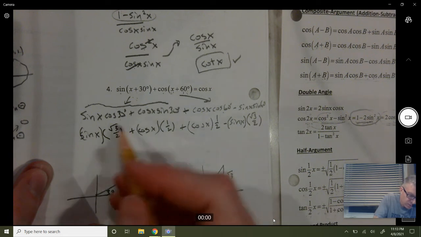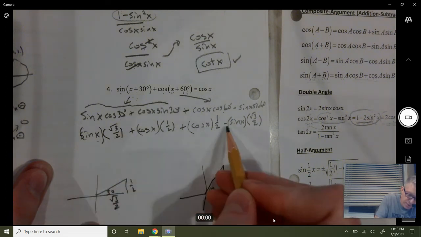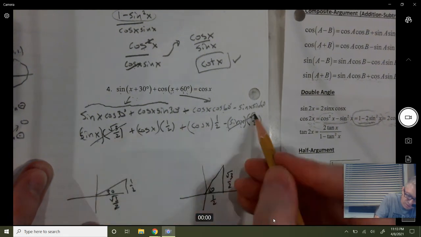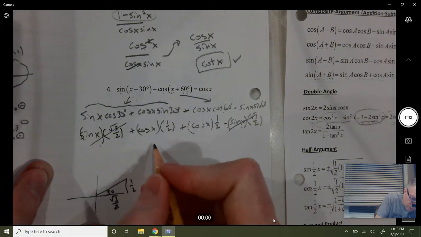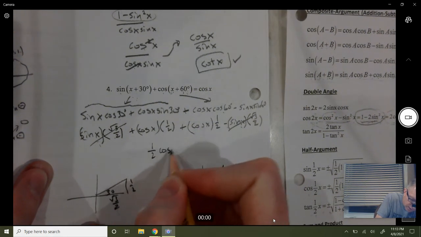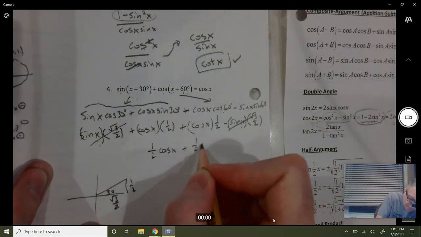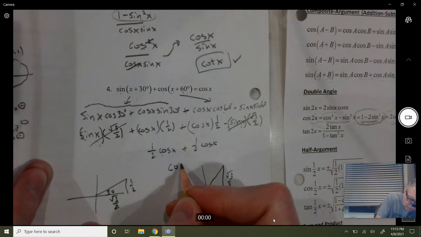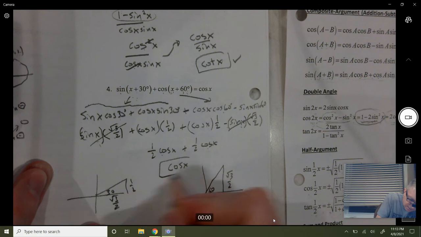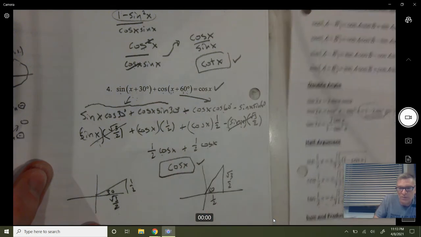So here we have a sine x times rad 3 over 2 minus a sine x rad 3 over 2. Those cancel, because you're subtracting the same thing, you get 0. So this is 1/2 cosine x plus another 1/2 cosine x. 1/2 of this plus 1/2 of this gives you cosine x. That is what we were looking for.